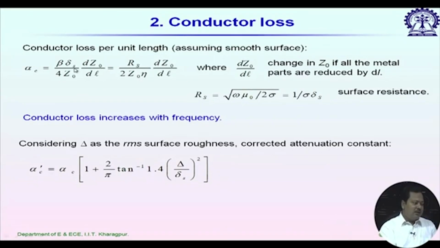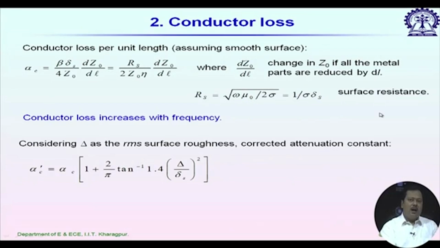Delta s is the skin depth. So, we can represent delta s in terms of surface resistance as shown here. R s is equal to square root of omega mu naught by twice sigma, that is equal to 1 by sigma delta s, and this dZ naught by dL represents the change in Z naught if all the metal parts are reduced by delta L.